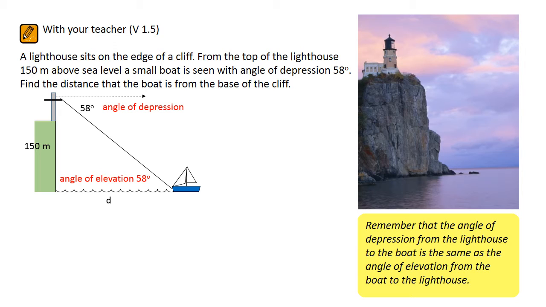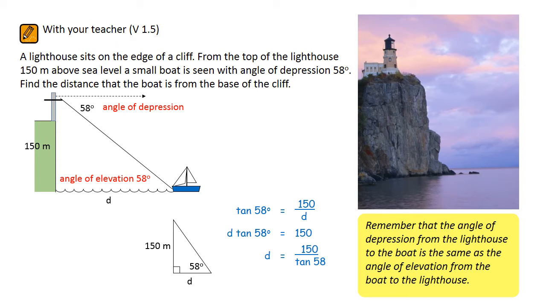If we redraw the triangle, it becomes a very simple trigonometry problem. The sides involved are opposite and adjacent, so this is a tan question. We can say the tan of 58 equals 150 divided by d. Multiply both sides by d. Divide both sides by the tan of 58, and we can get our calculator to work out that d is equal to 93.73 metres.